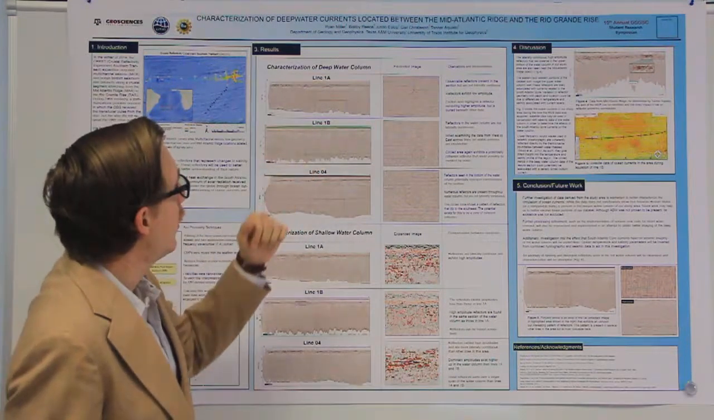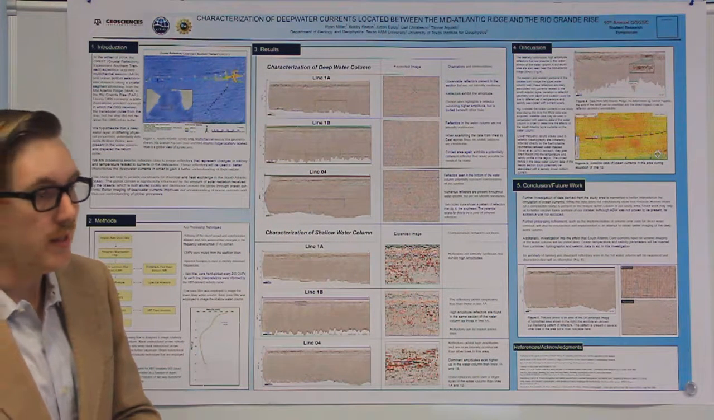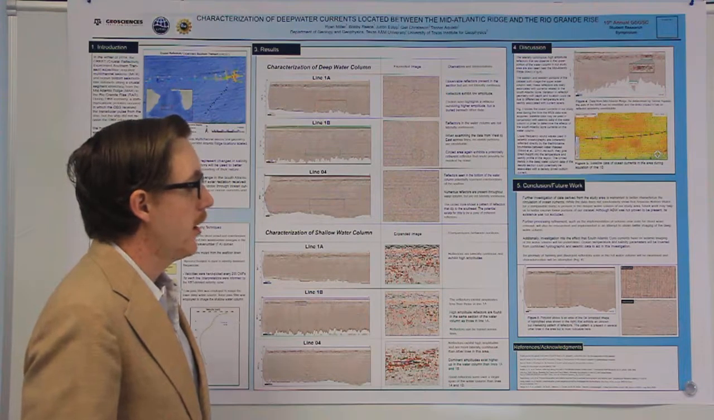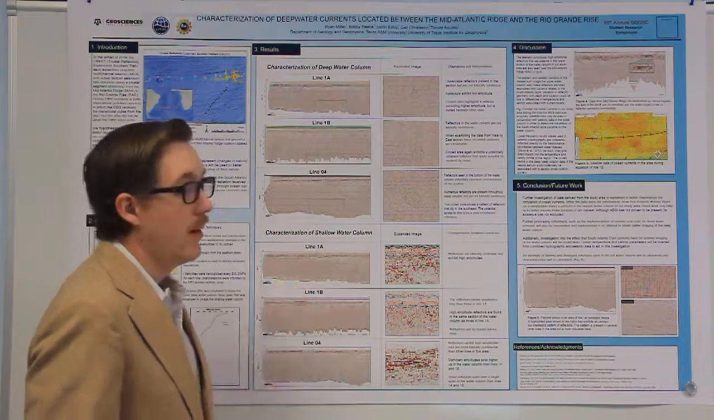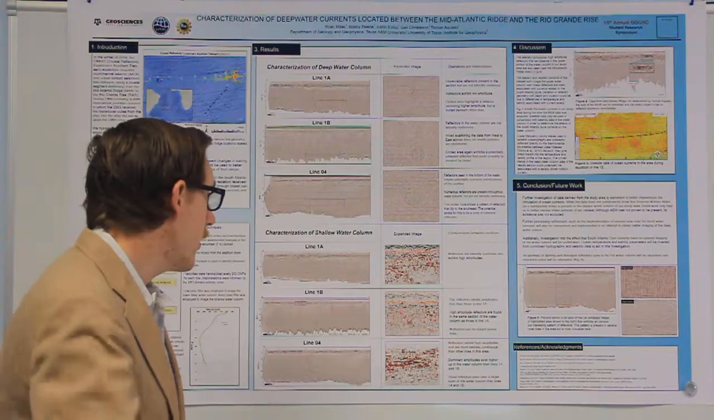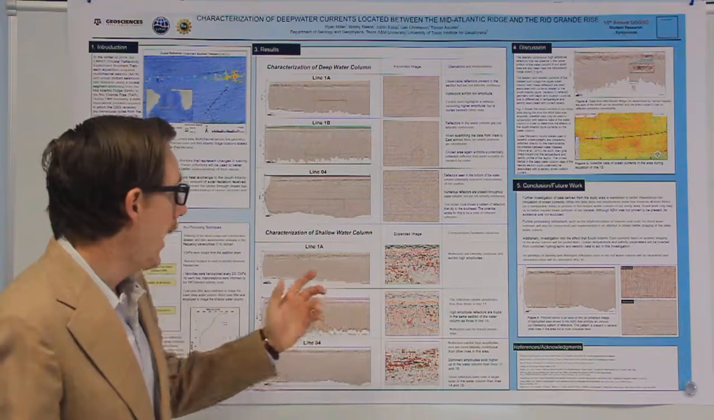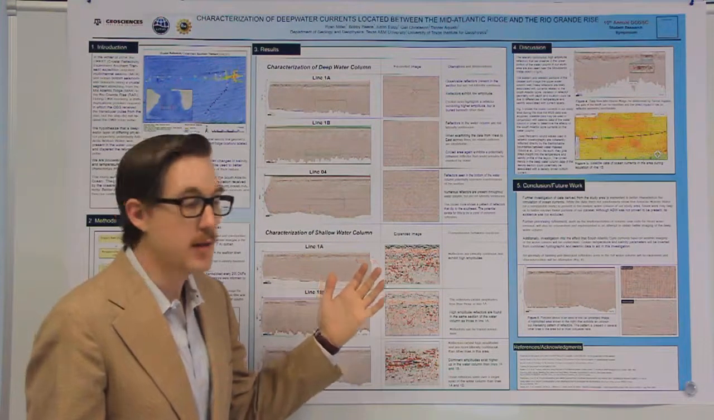I've highlighted areas that I think potentially could be high amplitude, laterally continuous reflectors in the deep water column, but are masked by noise. Conversely, in the shallow water column, you can actually see high amplitude, laterally continuous reflectors.